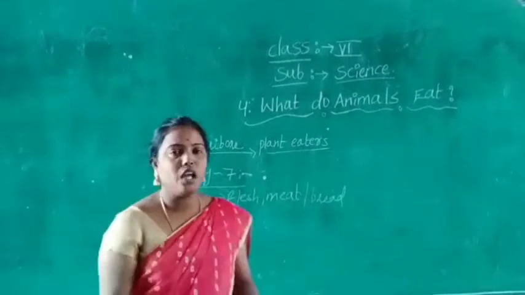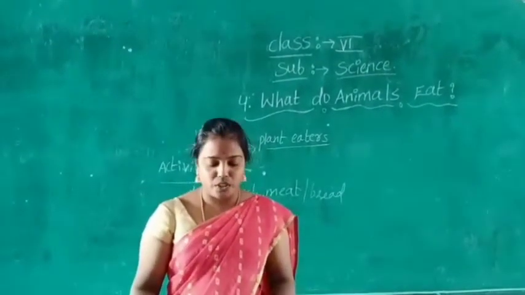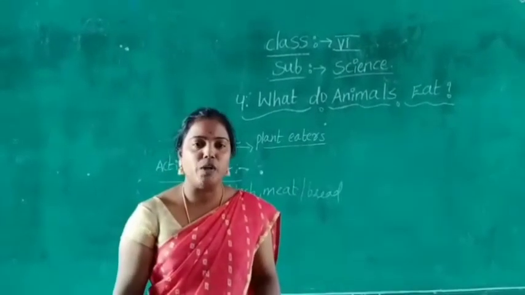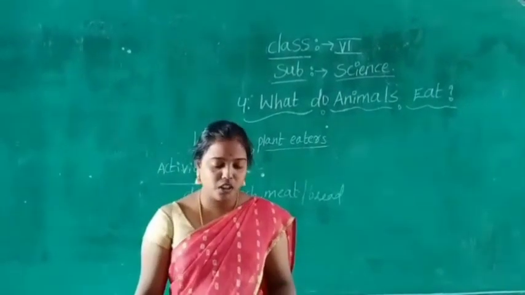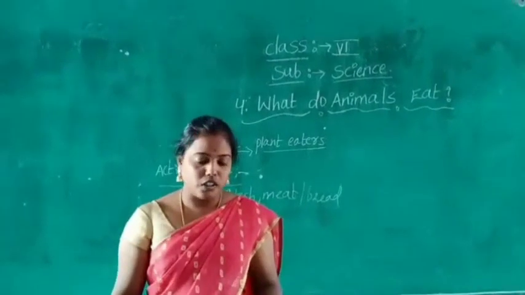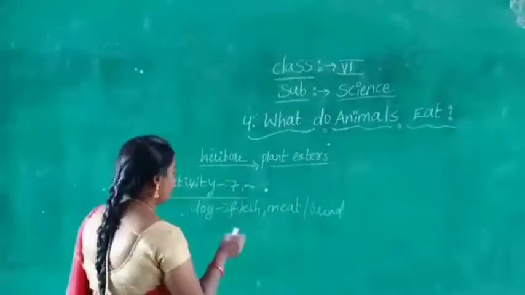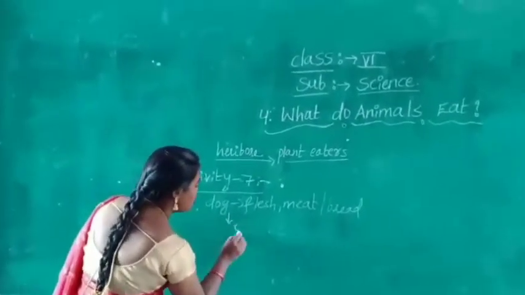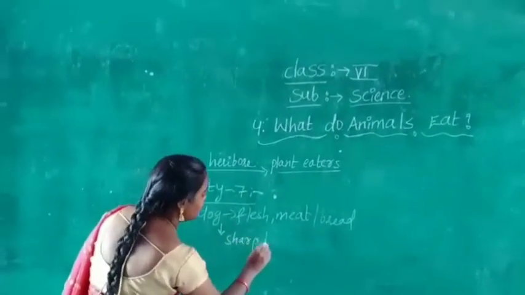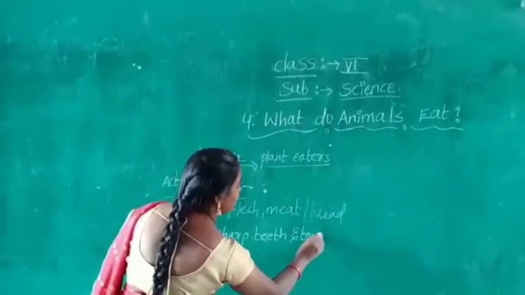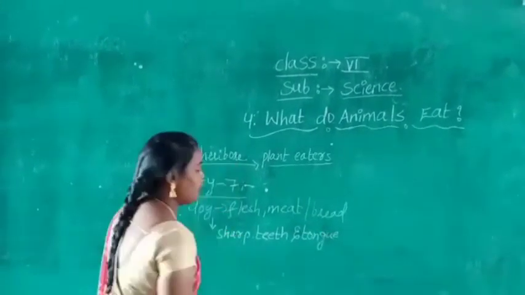Okay, children, observe the dog in your surroundings and how the dog is taking food into its body. Do you observe the dog while eating food? The dog has sharp teeth and a tongue. The tongue is also very sharp, and the teeth are also very sharp.